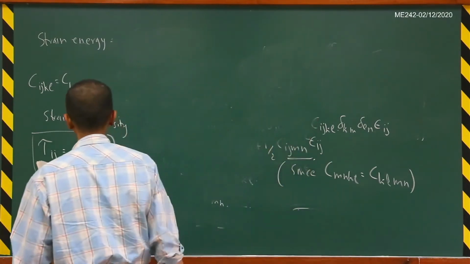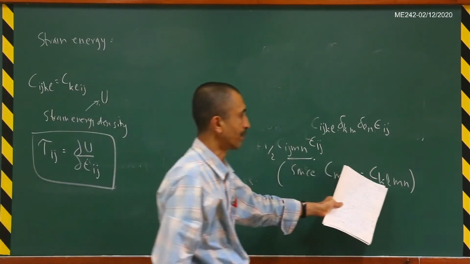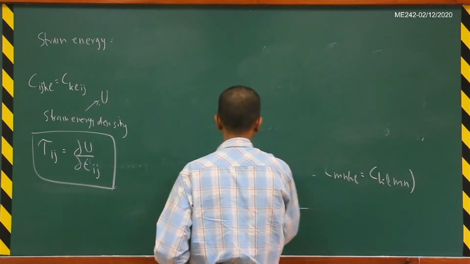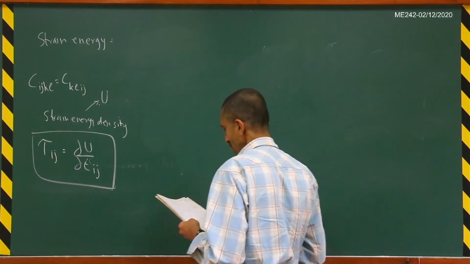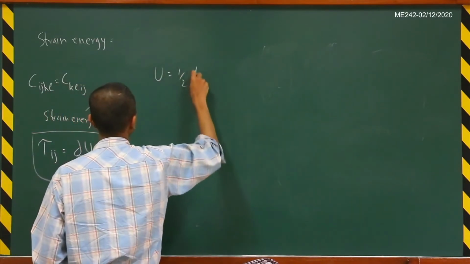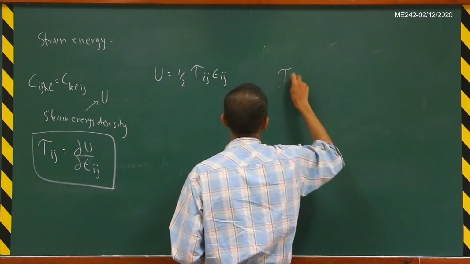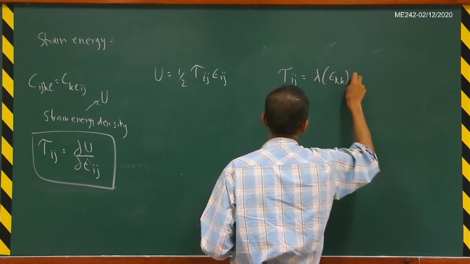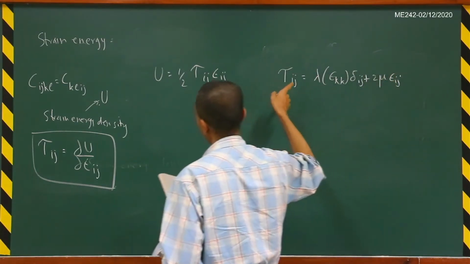So in this particular case, we just assumed major symmetry. That is this particular relation, but we did not assume the material to be isotropic. So if we have isotropic, then we can write the strain energy density in a very compact way here. So your U now, suppose you write it as half of tau_ij epsilon_ij, where now your tau_ij is equal to lambda times epsilon_kk times delta_ij plus 2 mu times epsilon_ij. Correct? So this is now for an isotropic material.